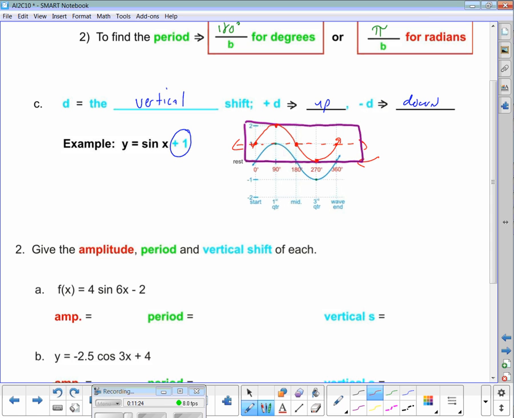Vertical shift. If that were -2, the whole wave would be shifted down 2. If that were a half, the whole wave would be shifted up a half. If that were -3/4, the whole wave would be shifted down 3/4. It's a value tacked on after everything else is computed. So it's going to move the wave, positive value up and negative value down. Again, we've been through vertical shifts before. That's not a big deal.